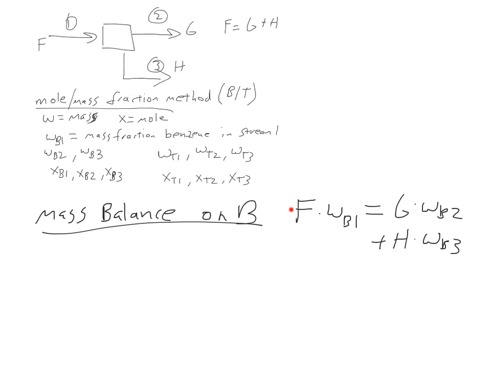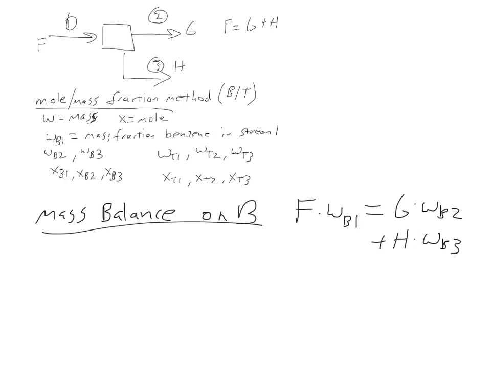So the total flow rate here multiplied by the mass fraction, that tells us how much benzene is flowing through this stream right here. So if the mass fraction, for instance, is 0.5, then 50% of the total flow rate is benzene. So 0.5 times the total flow rate would tell us the amount of benzene flowing through here. So the amount of benzene in stream 1 is equal to the amount of benzene in stream 2 plus the amount of benzene in stream 3. So that's just simply the mass balance.